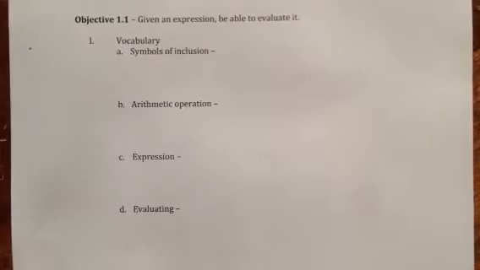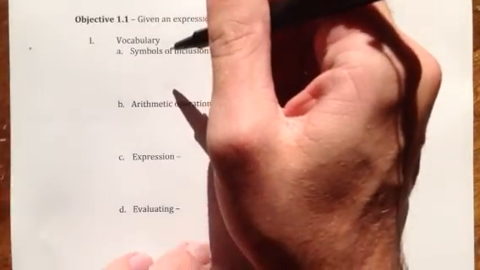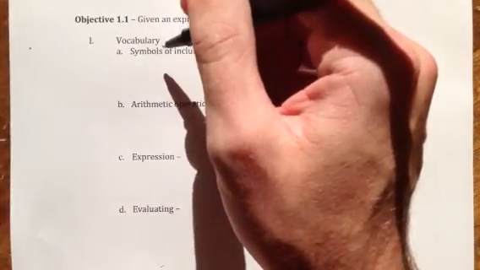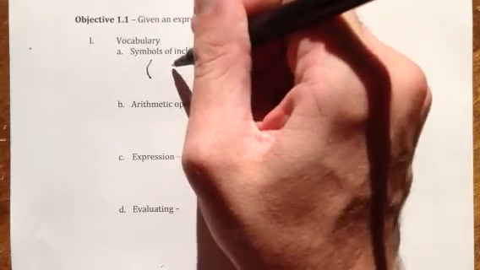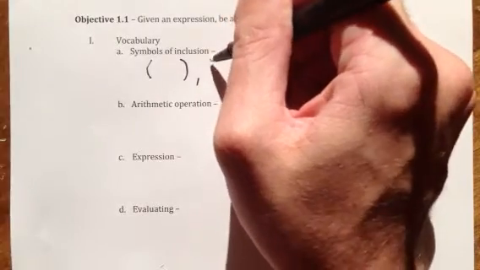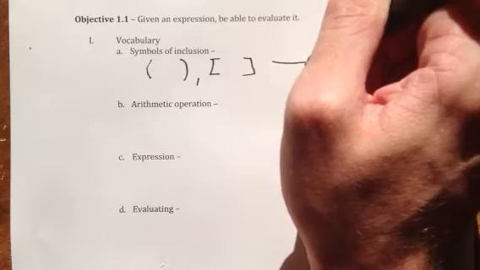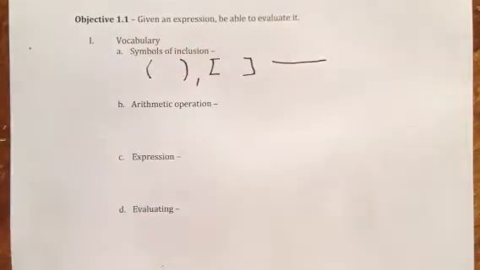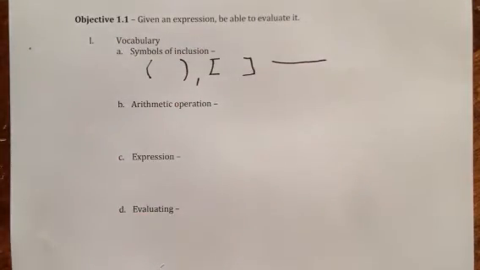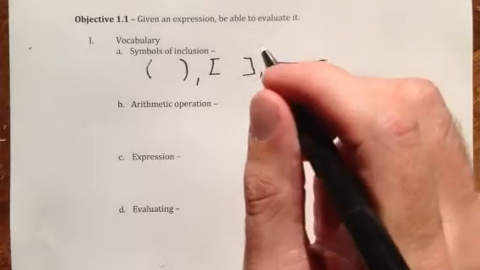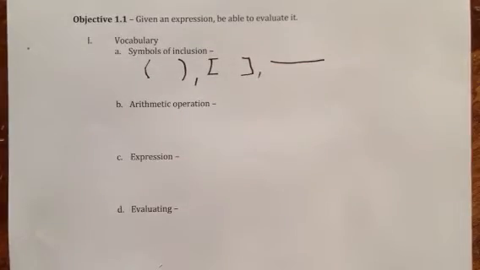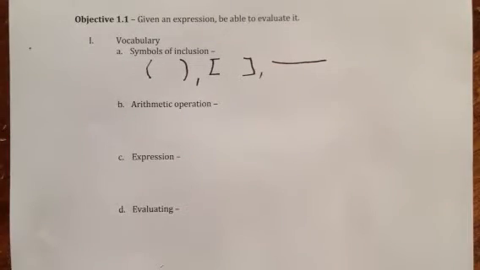Symbols of inclusion are any sort of symbol that puts an operation together, groups some numbers together. Those could include parentheses, they could include brackets. It also includes your fraction bar. The fraction bar groups the numbers and variables on top and bottom, the numerator and denominator, together. When we see symbols of inclusion, we're going to do those operations first.